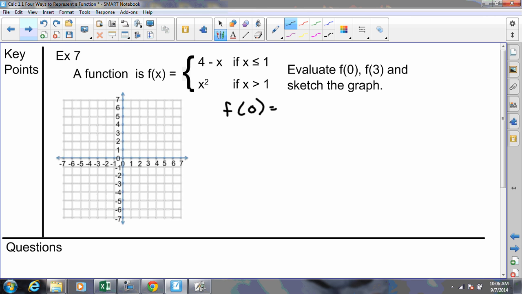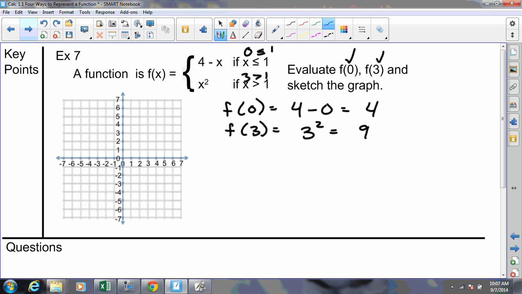Okay, f of 0 is here. 0 is less than 1. That tells us we have to use the top equation. 4 subtract 0 is 4. We were also told to evaluate f of 3. But 3 belongs here. 3 is greater than 1. Because it meets the condition on the right, we have to use the bottom equation. 3 squared is 9. And so we were able to complete those two pieces, f of 0 and f of 3. But lastly, we need to sketch the graph.